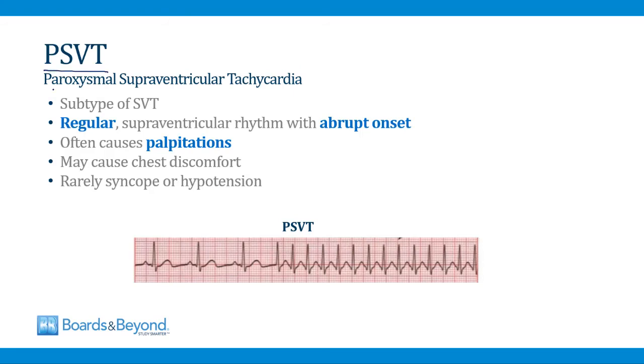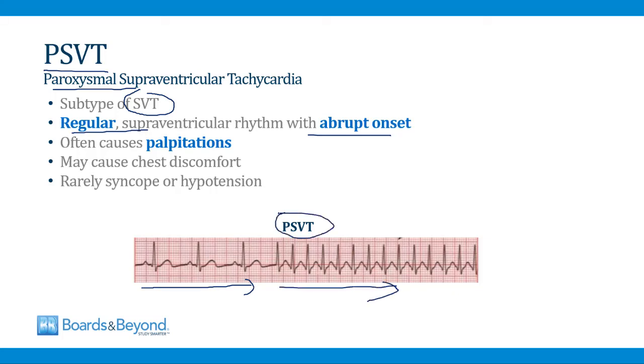A PSVT is a paroxysmal supraventricular tachycardia, and a PSVT is a special kind of SVT. In a PSVT, there is a tachycardia that is a regular supraventricular rhythm that has an abrupt onset and also usually an abrupt offset. If you look at the bottom of the screen, this is an ECG example of a PSVT. So at the beginning of the ECG, this patient has a normal sinus rhythm. And then there is the abrupt onset of a regular supraventricular tachycardia, and that is the definition of a PSVT.